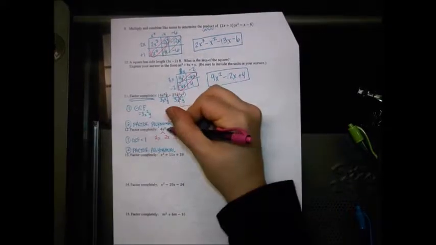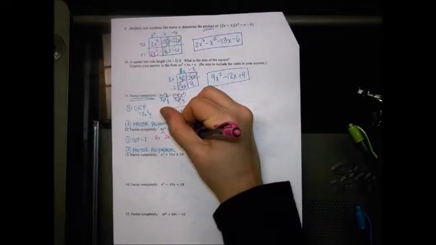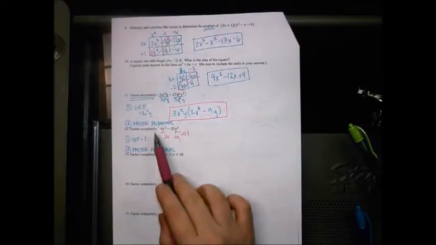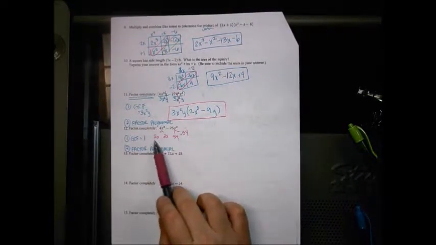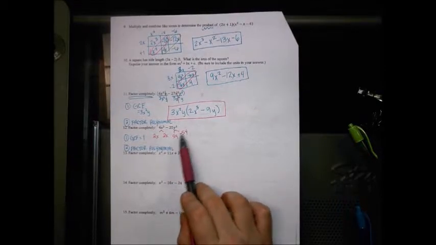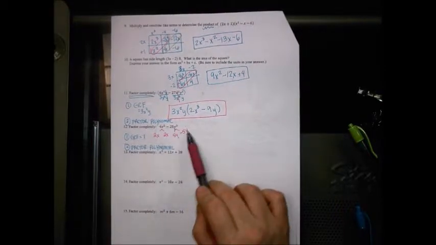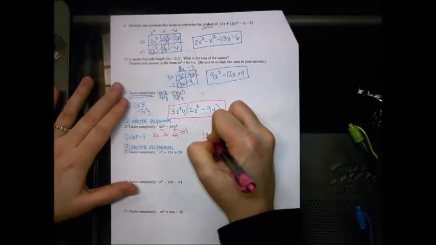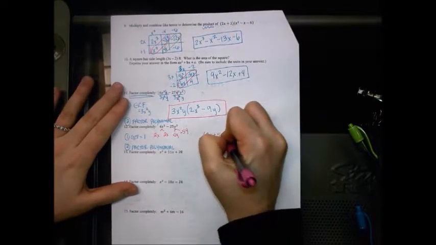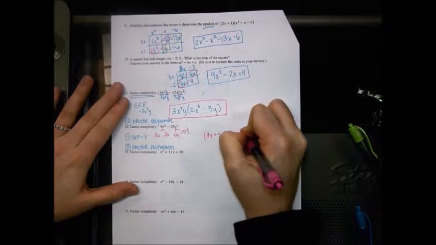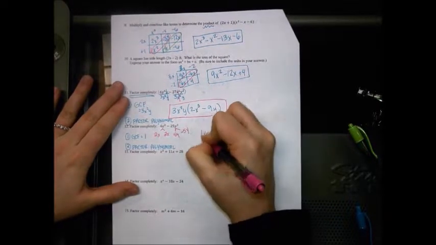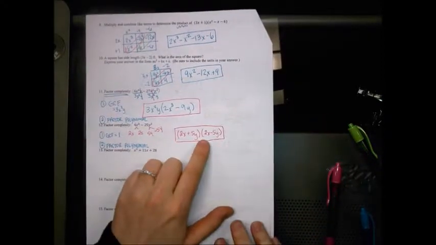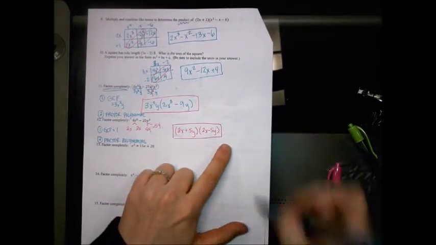But in order to do the difference, one of these has to be negative. So a positive 5y and a negative 5y. Your first term has to be exactly the same, and your second two terms have to be opposites, but exact opposites. So these factor to 2x plus 5y and 2x minus 5y. That is my answer. I'm going to check that answer on the right by multiplying.